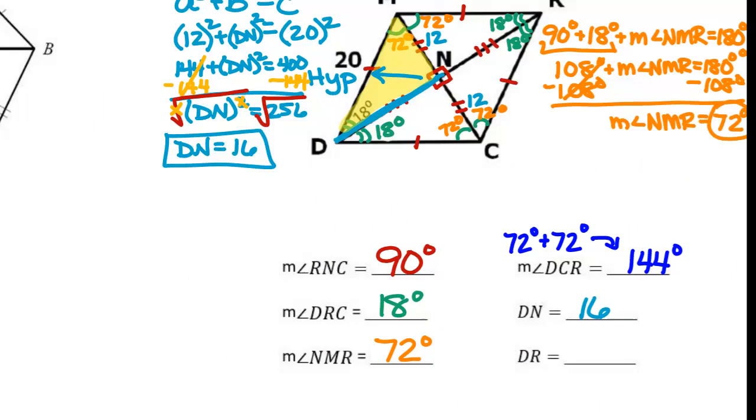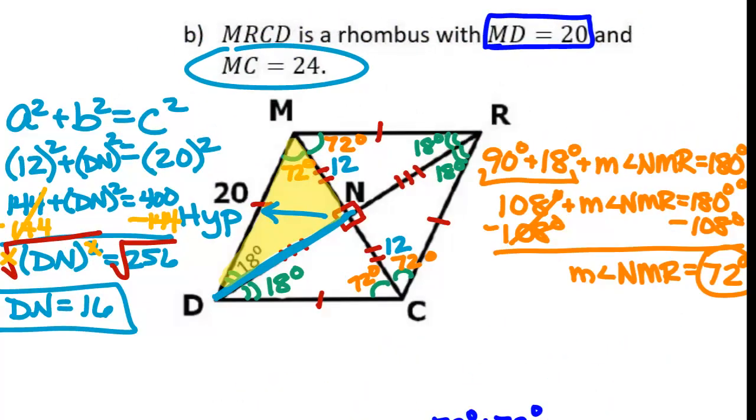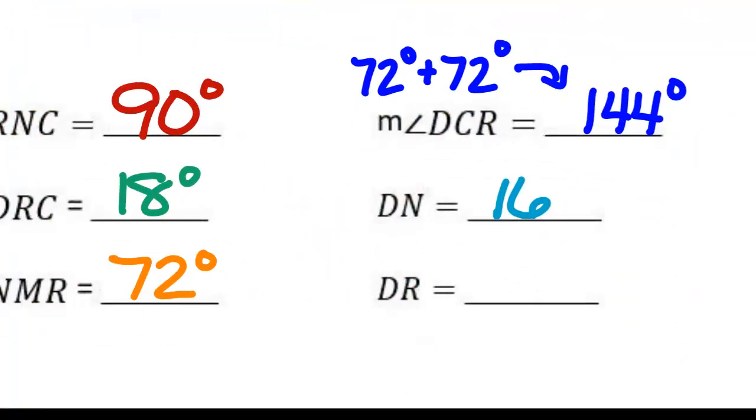And then the last thing they asked me to find on this problem is DR. Well, if DN is 16, how would I find the length of DR? Multiply 16 by 2. Which would give me 32.